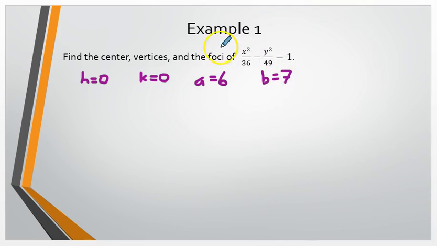I will need to find the c value for identifying the foci, so I'm going to do the opposite sign. Since I see a squared and b squared down here, I'm just going to flip this sign and do a squared plus b squared. So 36 plus 49 will equal c squared. So then if I keep solving this, I will have 85 equals c squared. And then to find c, we need to take the square root of this number.